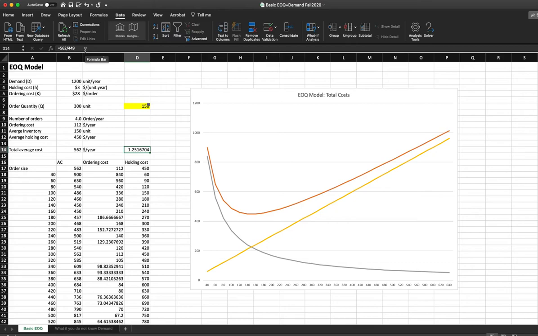So that tells us that the total cost is quite insensitive. You can see here, 150 is the true EOQ, but if you decide to order 300, your cost increase is relatively slow. So this 25% increase is associated with a 100% increase in order quantity. That tells us that it is quite insensitive.